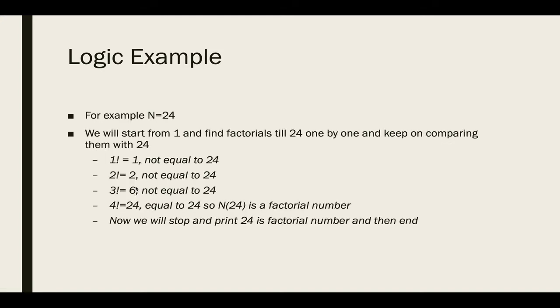Now let us see this with an example. Suppose the value of n is 24. So we will start from 1 till 24 and one by one we will find the factorial of each numbers. So 1 factorial is 1, which is not equal to 24. 2 factorial is 2, again not equal to 24. 3 factorial is 6, not equal to 24. But 4 factorial is 24, which is equal to our entered value 24. So over here we will print that 24 is a factorial number, then end our program.